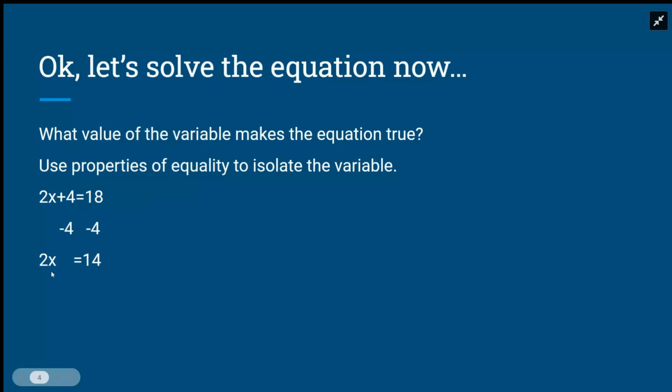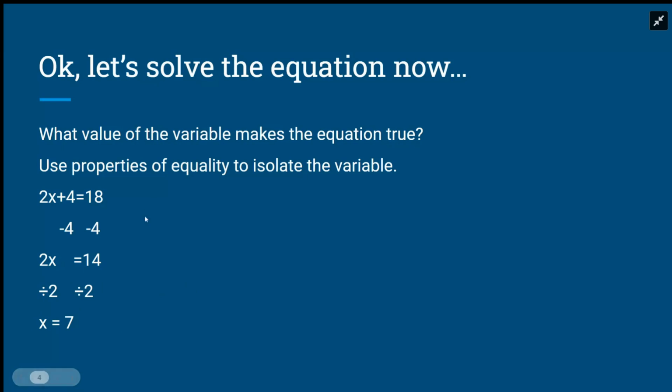So next we want to get x by itself, and we see this times 2 here, so we have to do the opposite of times 2 and divide both sides by 2. 2 divided by 2 is 1. 1x equals 14 divided by 2, 7. So this is our solution. 7 is the value of the variable that makes this equation true.